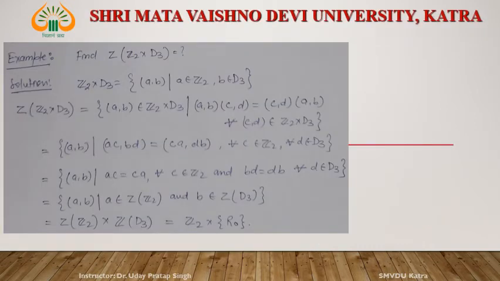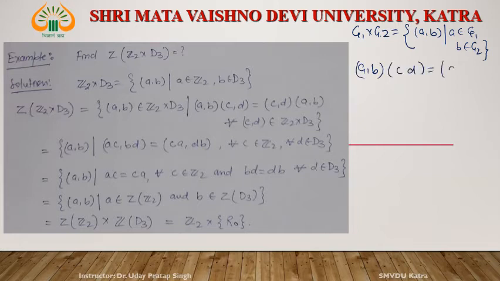Now, what is Z of Z2 cross D3? What is Z2 cross D3? Right? G1 cross G2. We already proved that this is a group, containing elements of the type ordered pair AB, where A belongs to G1 and B belongs to G2, and AB times CD is equal to ACBD. With respect to this operation, G1 cross G2 is a group. This result we already proved in our previous class.